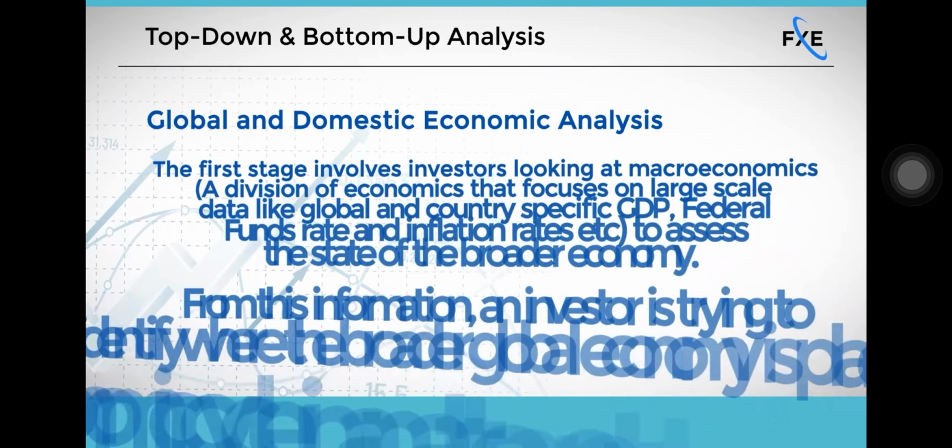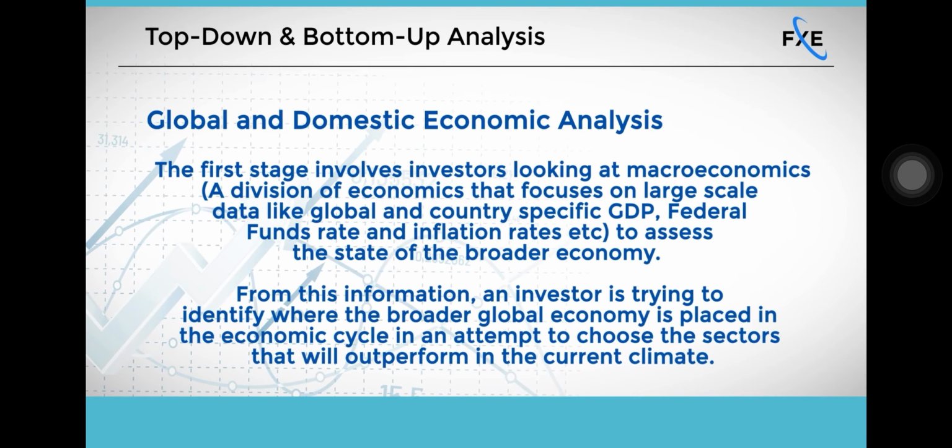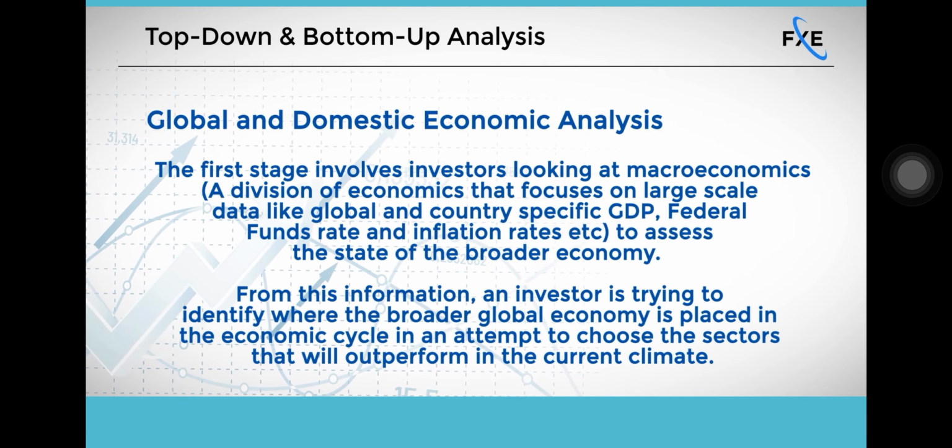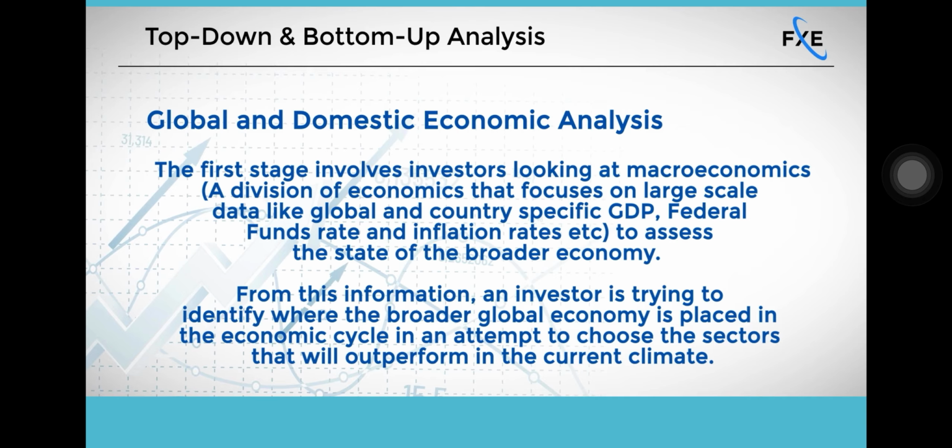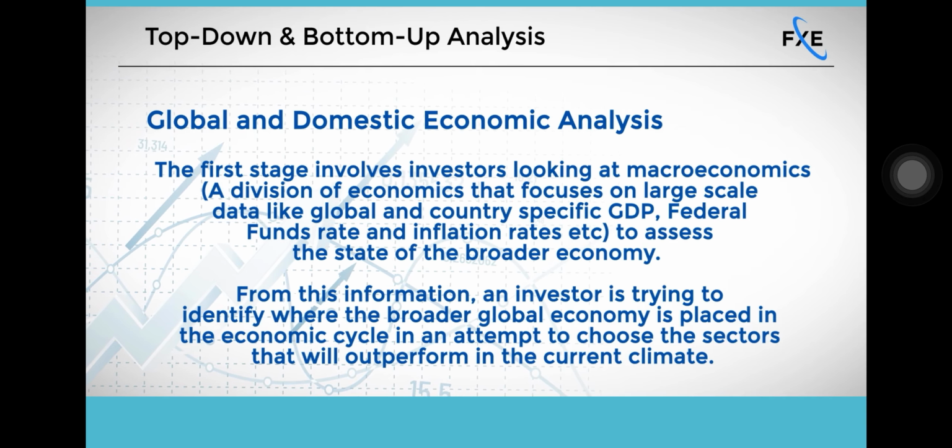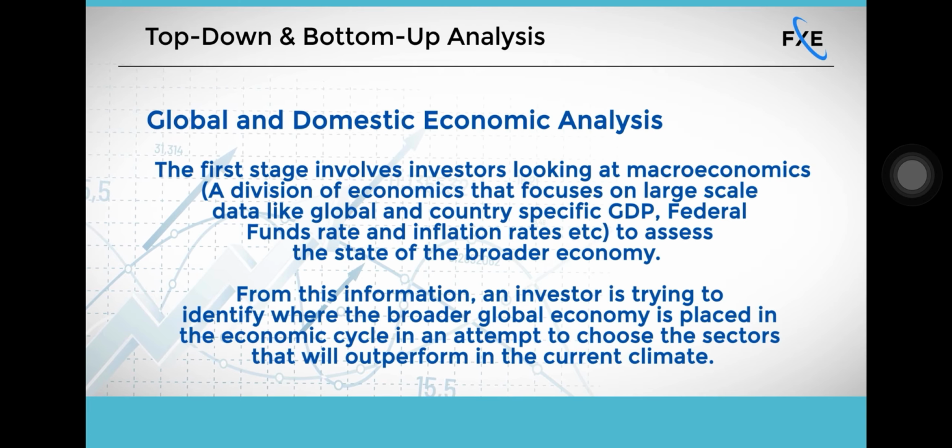The first stage involves investors looking at macroeconomics, a division of economics that focuses on large-scale data like global and country-specific GDP, federal funds rates, and inflation rates to assess the state of the broader economy. From this information, an investor is trying to identify where the broader global economy is placed in the economic cycle, in an attempt to choose the sectors that will outperform in the current climate.